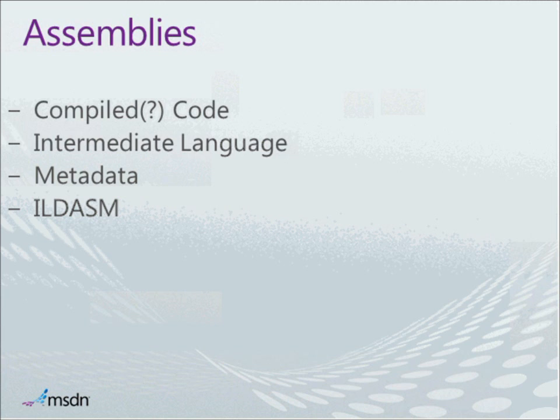And it turns out that because the assembly actually contains intermediate language and not actual native language, we can use a tool to open up that assembly and see what's inside it. We can view the metadata or view the intermediate language directly. Now, I'm going to use a tool called ILDASM, which is the IL, or Intermediate Language Disassembler.